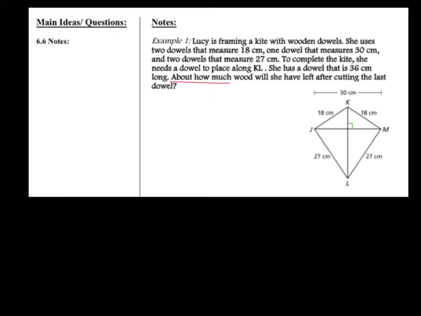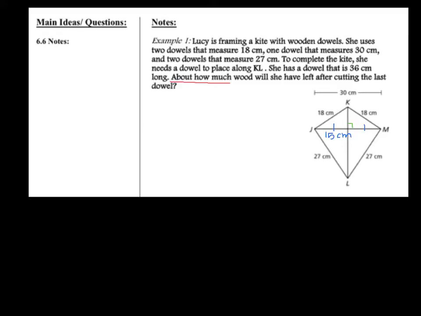So what you should know is that if this dowel is 30 centimeters long, this one that runs between J and M, you know that J to the center here and from the center over to M, those are supposed to be equal, they're congruent. So if I do 30 divided by 2, that will give me these 2 sides, which are 15 centimeters. So I'm going to go ahead and label that.